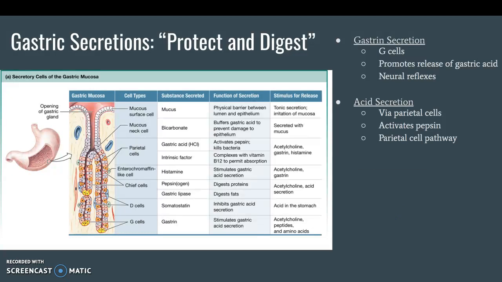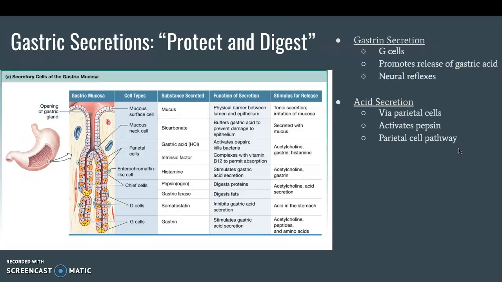Yep, there we go. And just a few little other things about the acid. It can kill bacteria due to its very acidic pH, and other ingested microorganisms as well. And this acid actually inactivates salivary amylase, which stops the digestion of carbohydrates in the mouth. And it says parietal cell pathway right here. So it talks about the cellular level of the pathway for acid secretion, which is very important in the digestion of food.